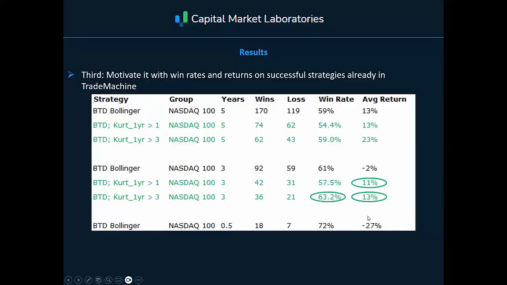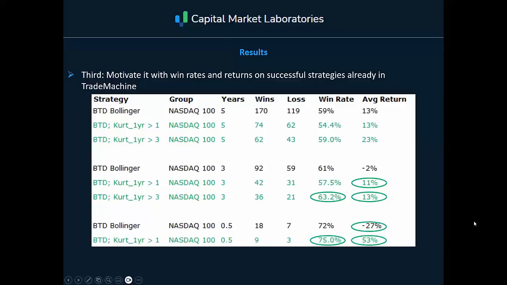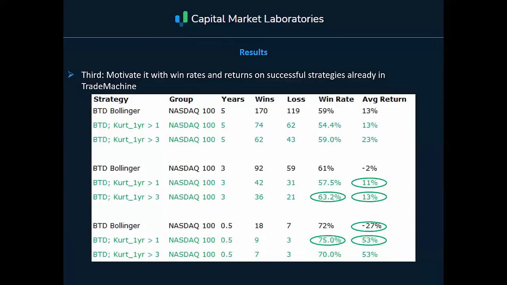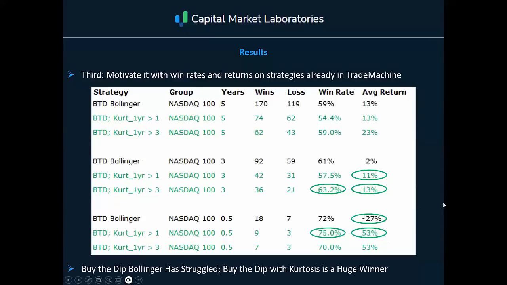Again, something very odd is happening in the bull market. Some of the old strategies aren't working. You add Kurtosis, the average trade is 53%, and the tail of tails, it's also 53%. Granted, this is only 12 trades, so let's not get too excited. The point is losses are turning into gains. So buy the dip, Bollinger has struggled, but buy the dip with Kurtosis is a huge winner.